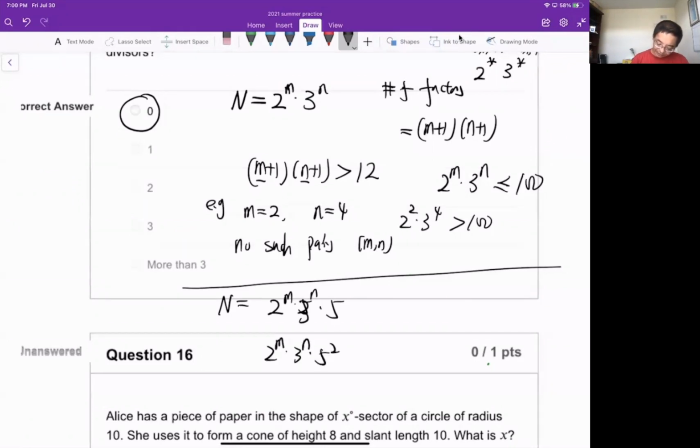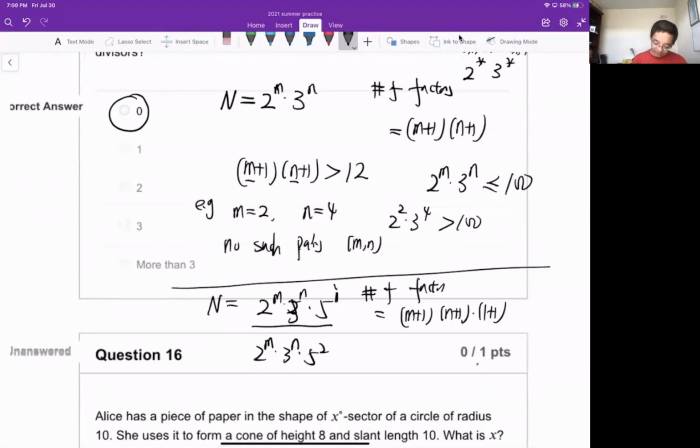But if you have things like this, then the number of factors will be m plus 1 times n plus 1 times 1 plus 1, because here the power of 5 is 1, right? It has to be 1. So it could be either 0 or 1. So that's 1 plus 1. And this is greater than 12, so m plus 1 times n plus 1 has to be greater than 6. And then again, you just look at different pairs. Also, meanwhile, you have to make sure this is no greater than 20. And you see none of those pairs will work.